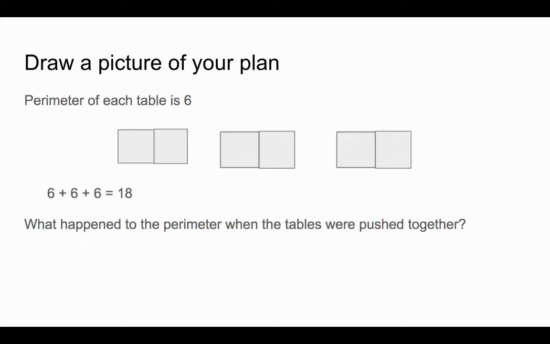So what happened to the perimeter when we pushed the tables together? We had 4, and we had 4, but we pushed 2 tables together, and now we only have 6 that fit around it. We lost a few spots, right? The perimeter got smaller than when we had the tables separated.